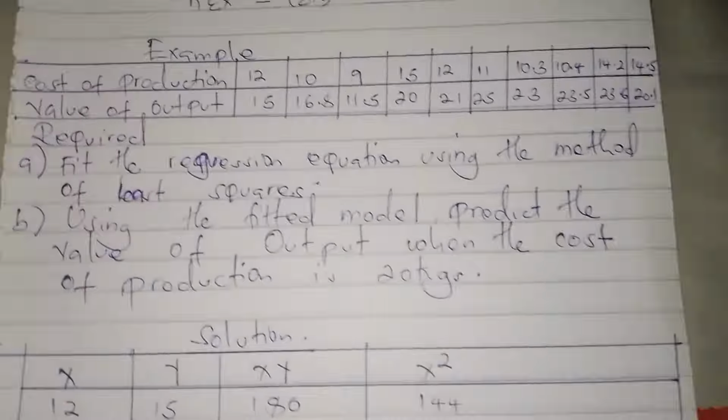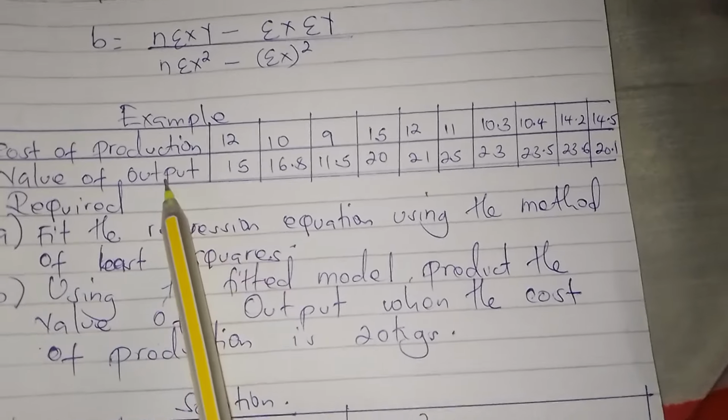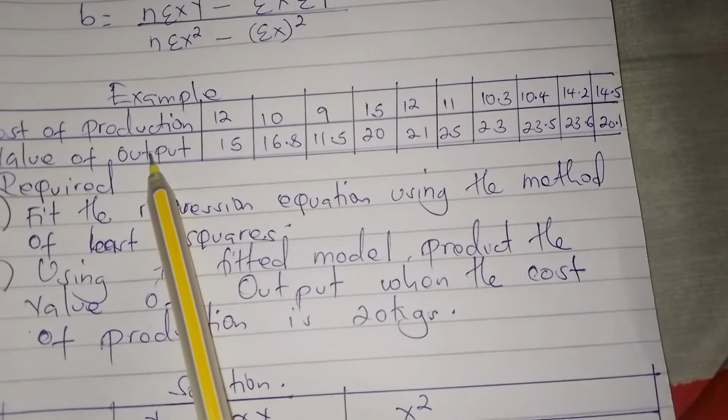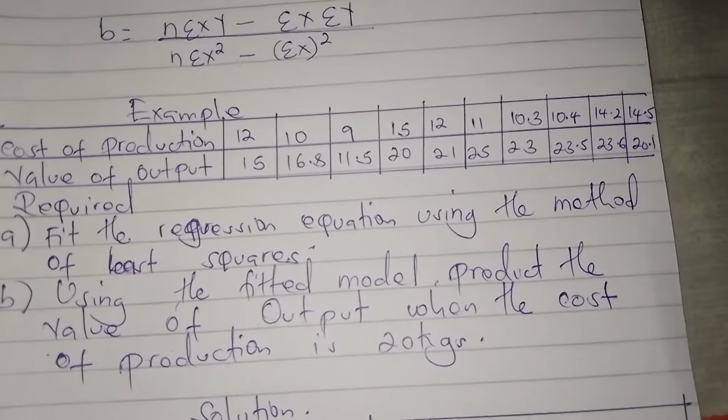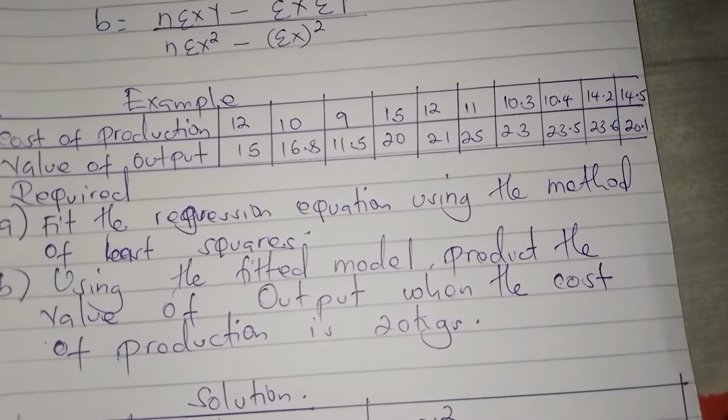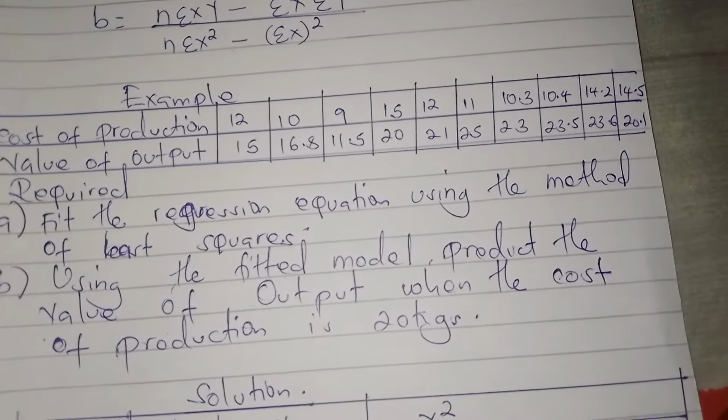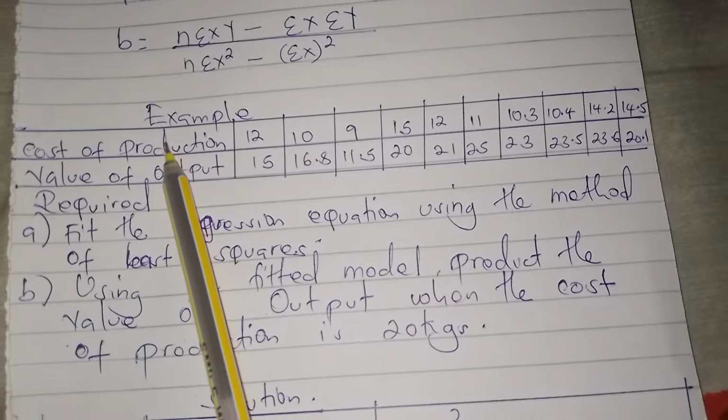Example: they have given us the cost of production and the value of output. In these things we are supposed to determine the dependent and the independent variable. The independent variable becomes the x and the dependent variable becomes the y. The value of output depends on the cost of production, but cost of production does not depend on the value of output, because output comes after production. So output depends on production.